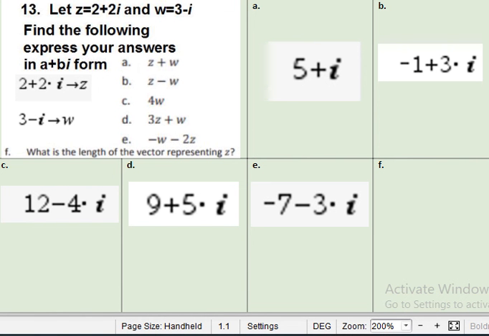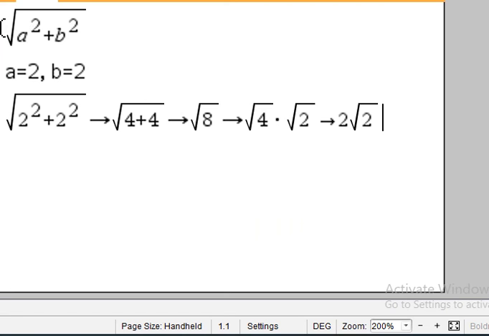Now, for question F, it says, what is the length of the vector representing z? So z is 2 plus 2i, and that's in a plus bi form. So what we want to do is put that into the formula, the square root of a squared plus b squared. So a and b are both 2. We're not putting i into this calculation. It's just the a and the b.